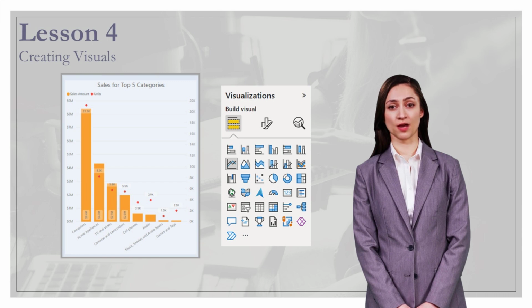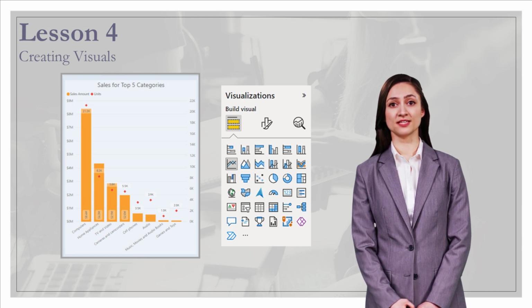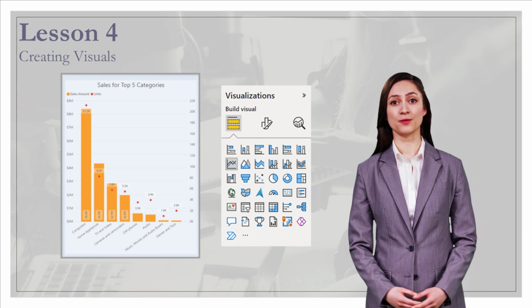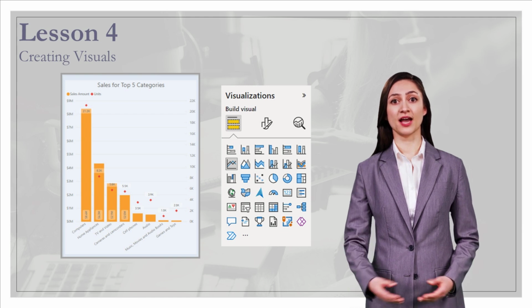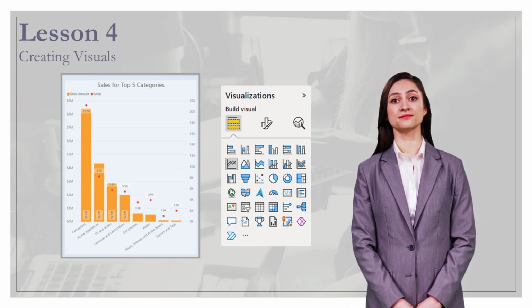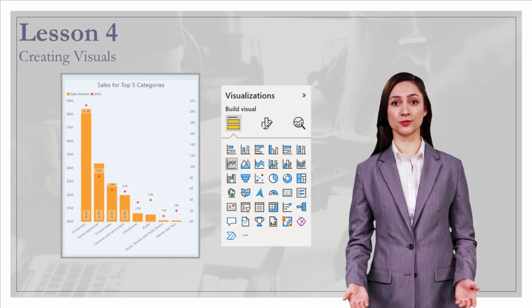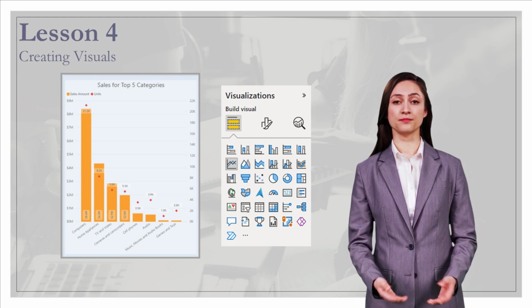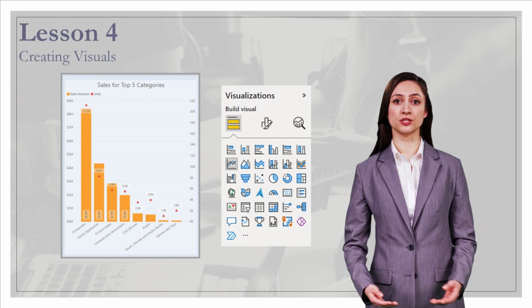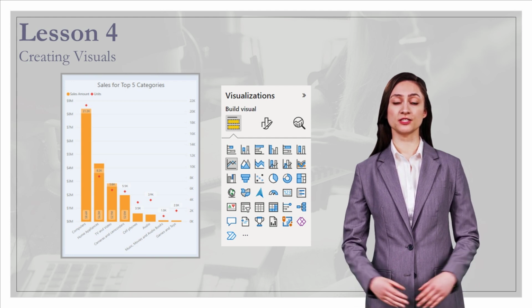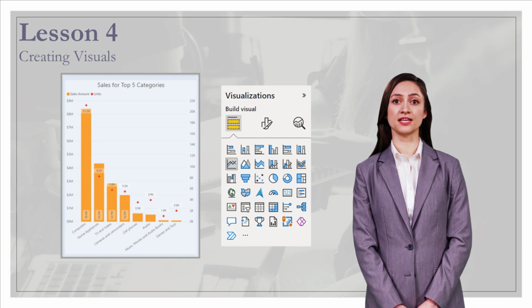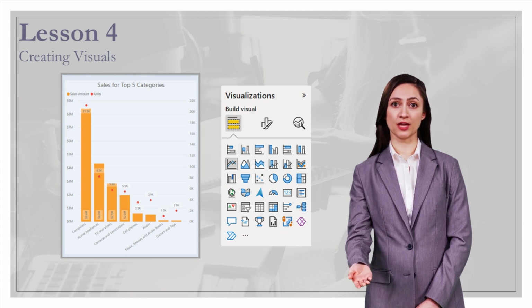After you've built your data model, you can start visualizing it by dragging fields onto the report canvas. A visual is essentially a graphical representation of the data in your model, allowing you to quickly interpret and analyze it. Power BI Desktop offers a wide range of visuals to choose from, including charts, tables, maps, and more. For example, the visual shown here is a simple column chart, which is just one of the many ways you can display your data. To create or modify a visual, go to the Visualizations pane on the right-hand side and click on the Build Visual icon.